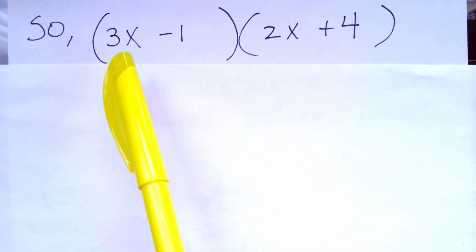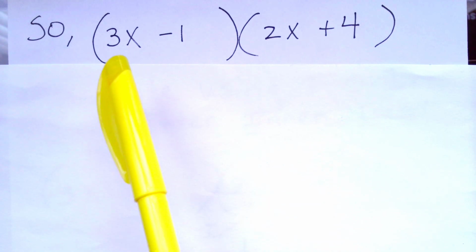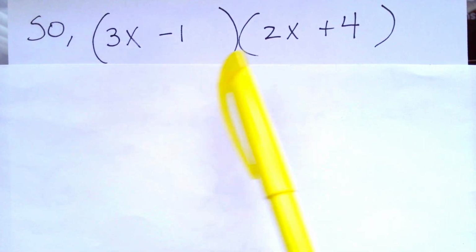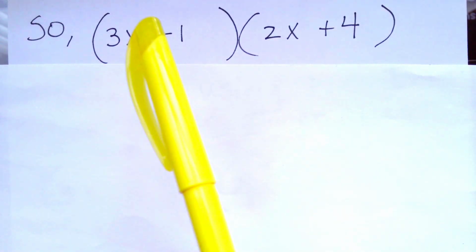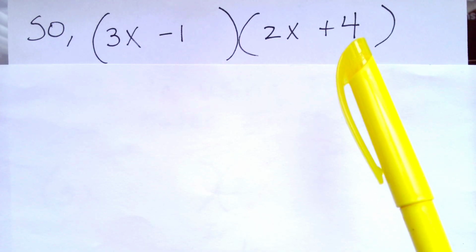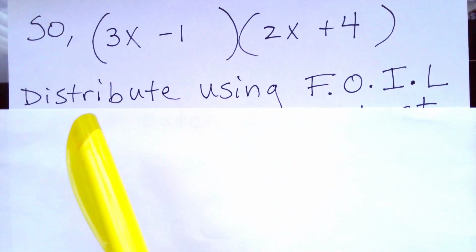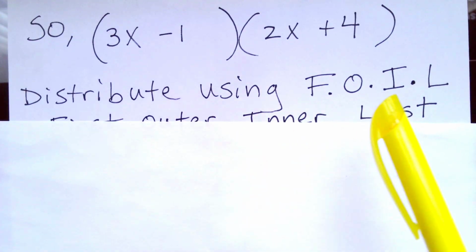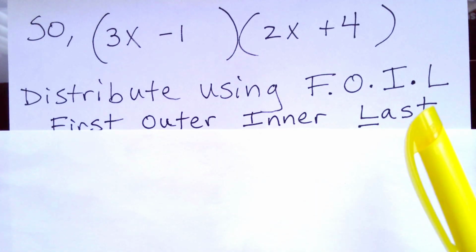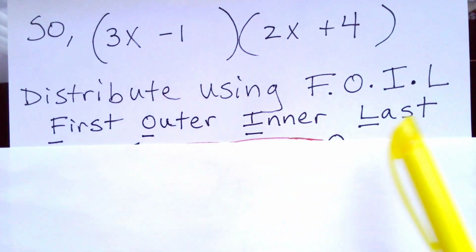Since we're talking about distribution, we're going to multiply this 3x times 2x. And then I'm going to multiply 3x times the positive 4. Then I'm going to multiply a negative 1 times 2x. And then I'm going to multiply a negative 1 times a positive 4. Each one of those operations separated by a plus sign, right? And basically we're calling that distribution FOIL. First term, outer term, inner term, and last term represents FOIL.